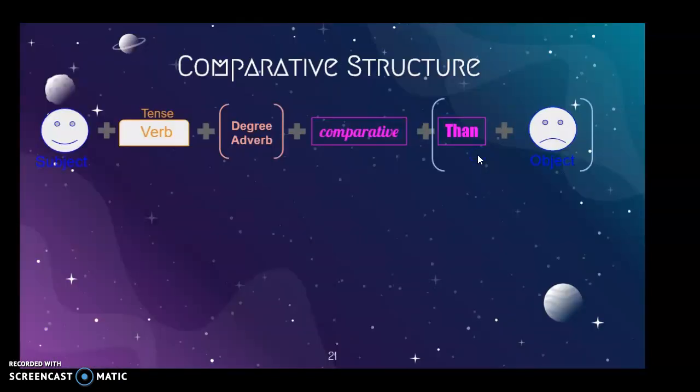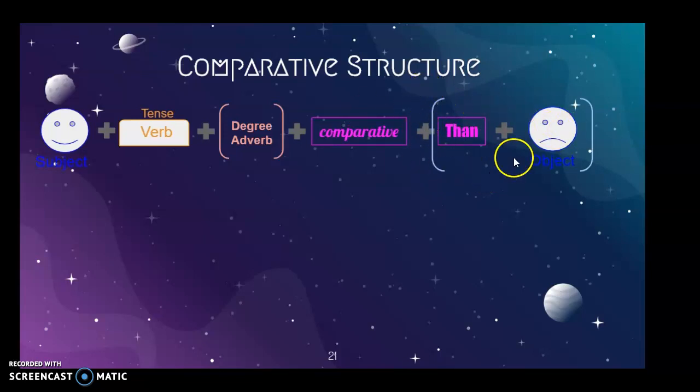Then the structure of the comparative sentence goes like this. I need a subject, a verb in any tense, the degree adverb that tells me how different the difference is, and remember that this is optional. That's why it is in parentheses. Then we have the comparative adjective, or the adjective in the comparative form. And then we have than and the object.